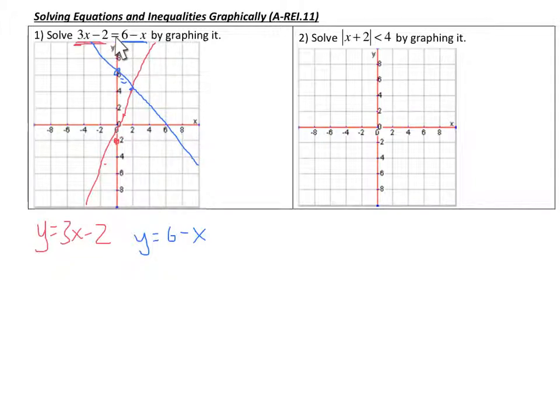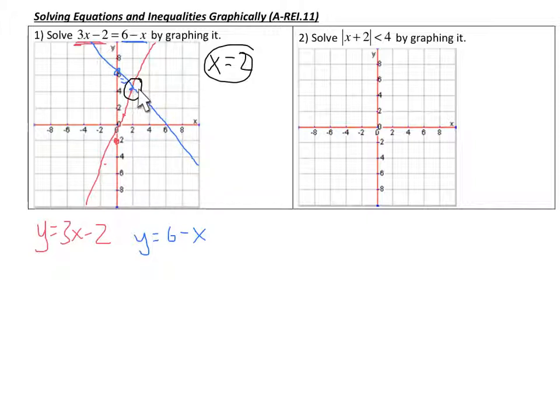For what x value are they equal? And what you'll notice is right here, when x equals 2, they are equal. If you were to take 2 and plug it in here, 3 times 2 is 6, 6 minus 2 is 4. And if you plug 2 in here, 6 minus 2 is 4. 4 equals 4. Oh, so that solved it. So when the x value is 2, these two graphs are equal.